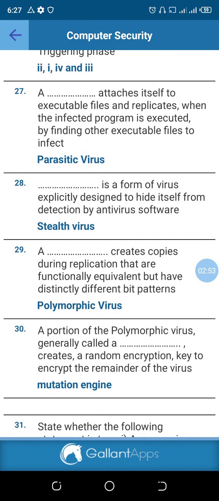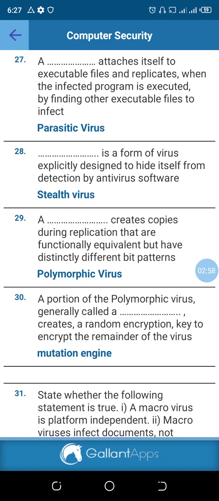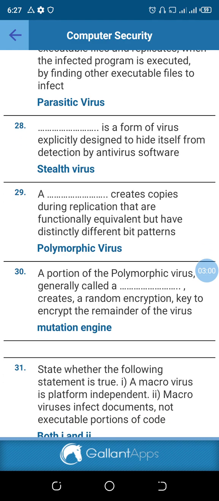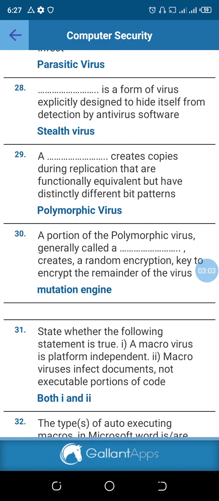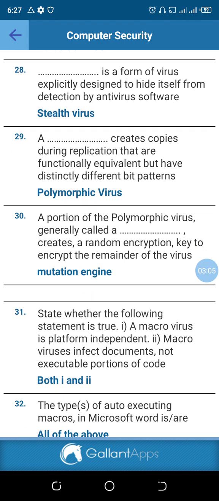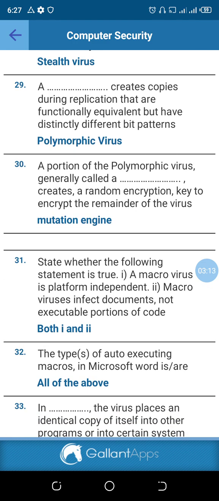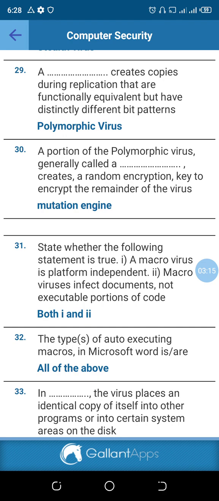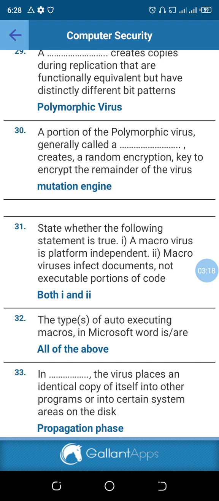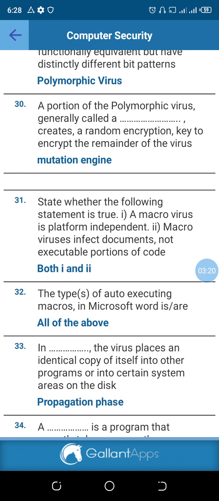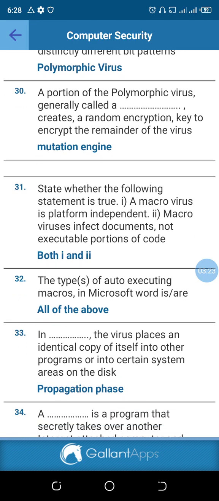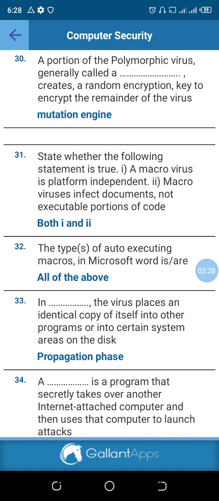A parasitic virus attaches itself to executable files and replicates when the infected program is executed, by finding other executable files to infect. A stealth virus is a form of virus explicitly designed to hide itself from detection by antivirus software. A polymorphic virus creates copies during replication that are functionally equivalent but have distinctly different bit patterns.